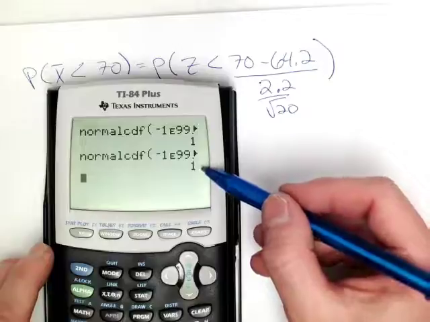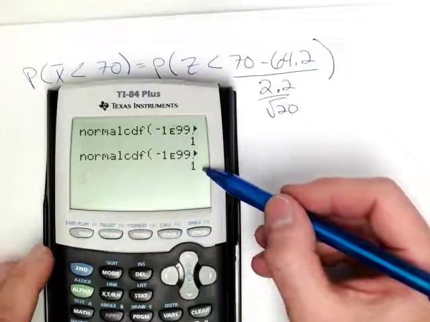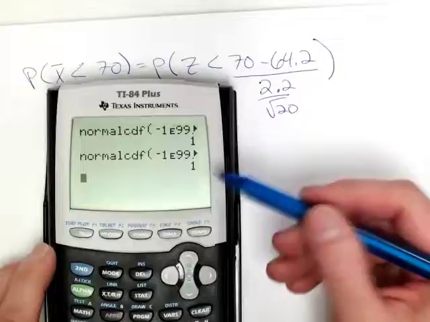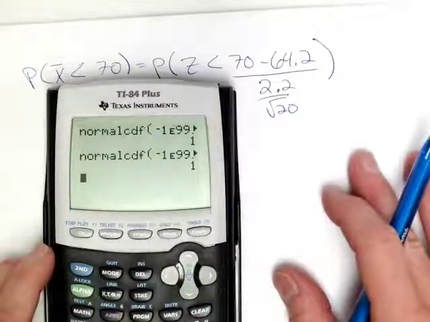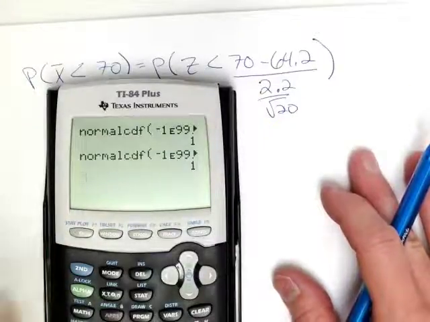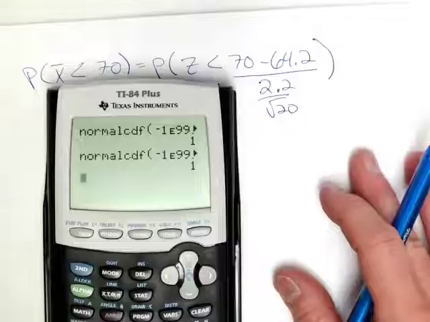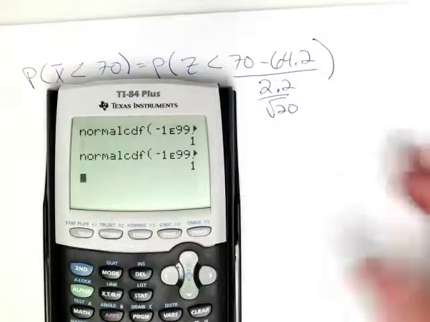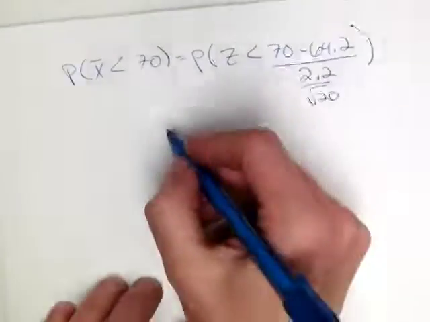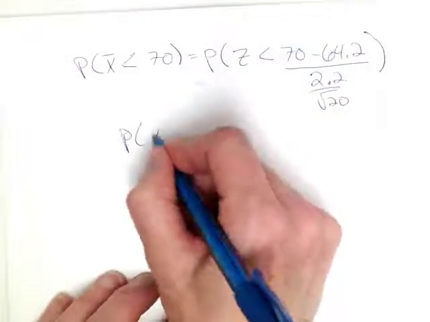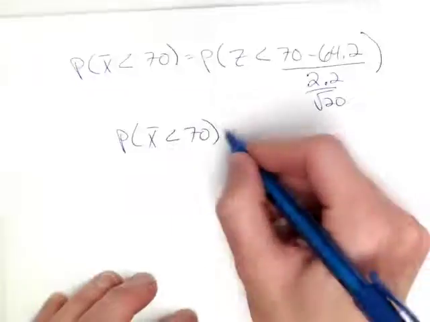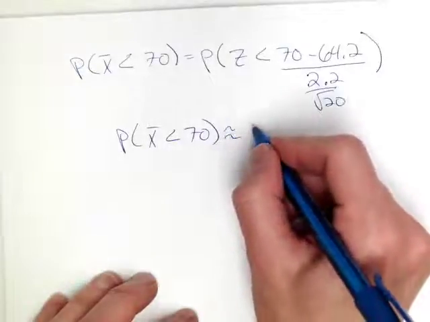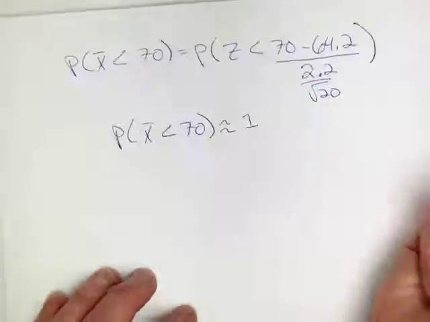What it's saying is that the probability is extremely close to 1. It's not exactly equal to 1, because that would mean that it's an event that occurs with absolute certainty, but it's going to be extremely close to 1. So what I would do in this situation is I wouldn't say it's exactly equal to 1, I would say it's approximately equal to 1.